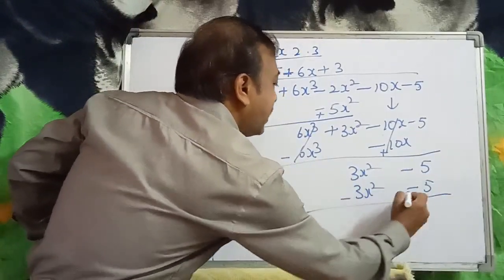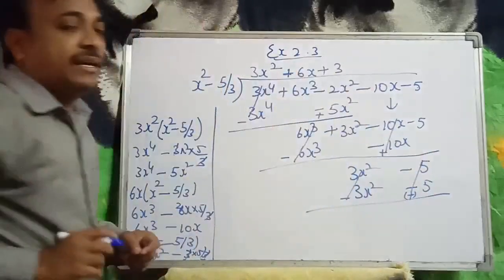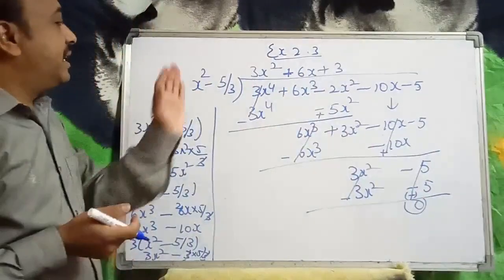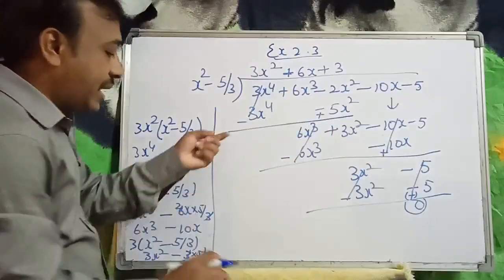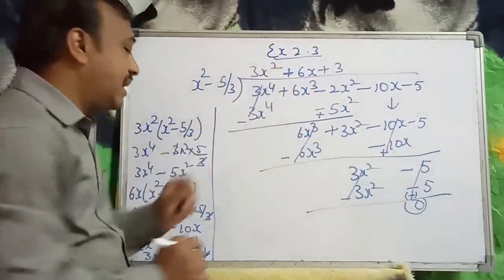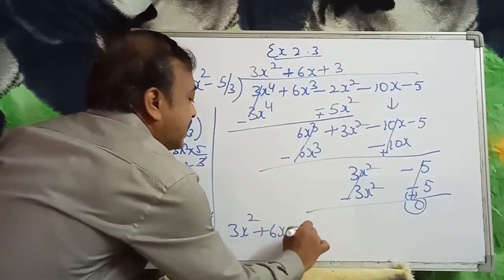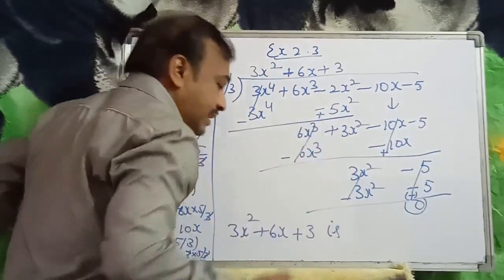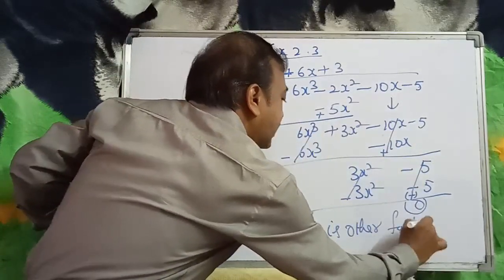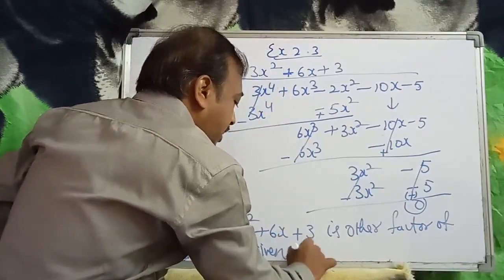Now subtraction, minus and plus. These two get cancelled. So the remainder we obtained is 0. Already we said it is a factor, that means the remainder is 0. Now this is another factor of the given polynomial. Which is the other factor? 3x square plus 6x plus 3 is the other factor of the given polynomial.